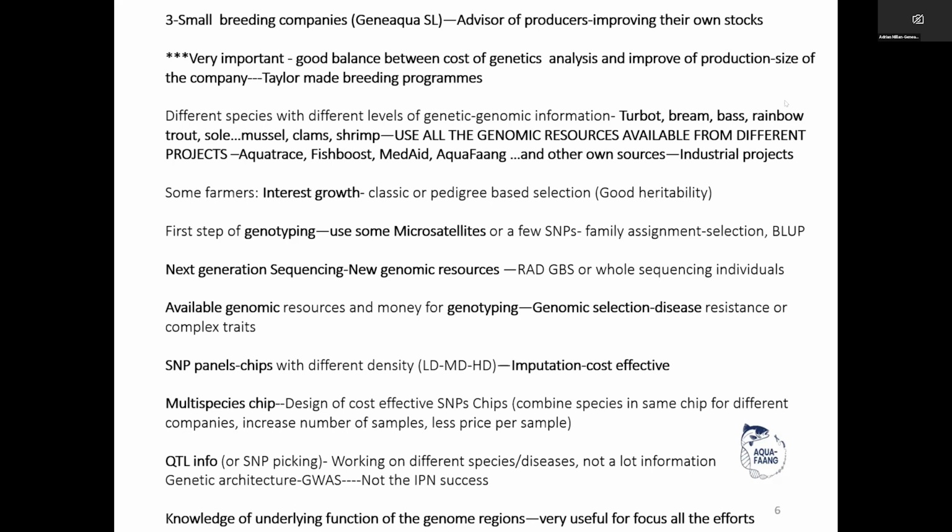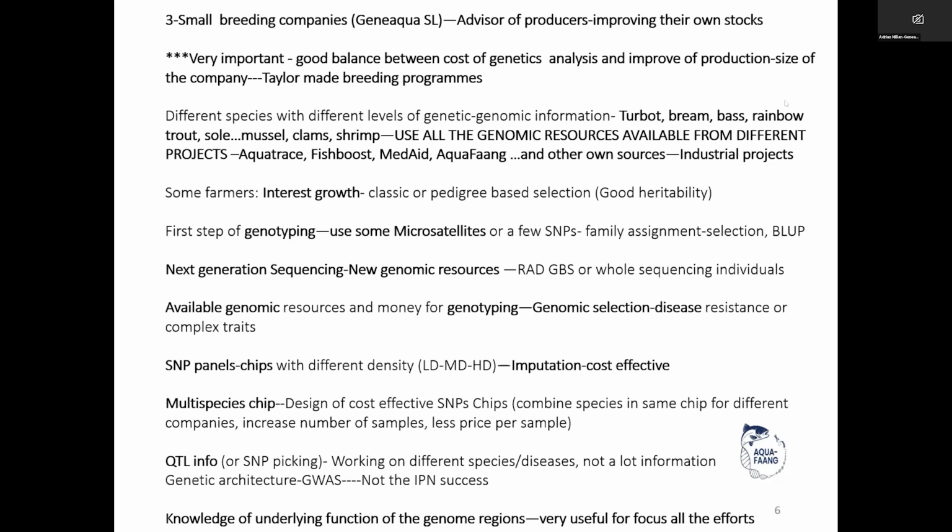And another thing that we are doing for this cost effectiveness is making a multi-species chip. We are designing new SNP panels that combine SNPs of different species in the same platform, in the same chip, and then we could offer this multi-species chip to different companies, for different species, for mollusks and also for fish together. And then it could increase the number of samples we could process per year, and lower the price per sample for the companies.